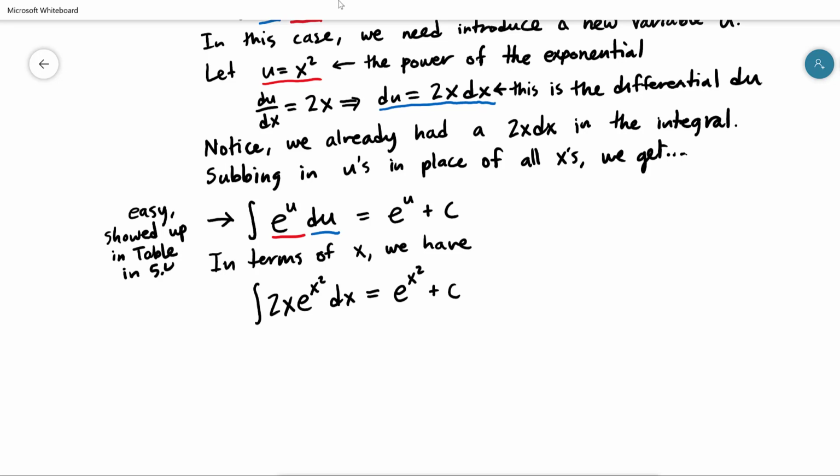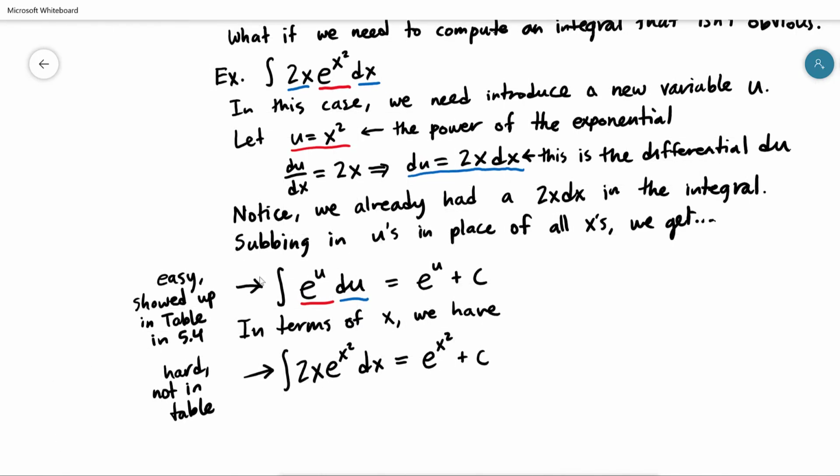Back in section 5.4, whereas this one is hard, and it's not in that table. So we did the reverse of these. We took the hard one and we converted it into an easy one, one that we know off the top of our heads. And that's the goal of dealing with this U substitution. So this is what our answer winds up looking like.